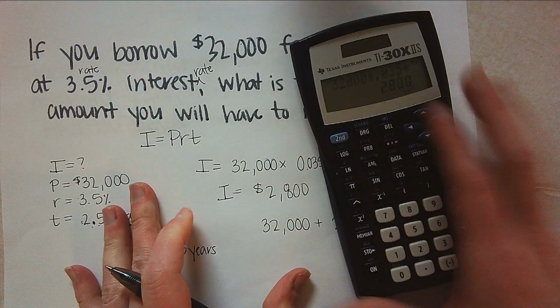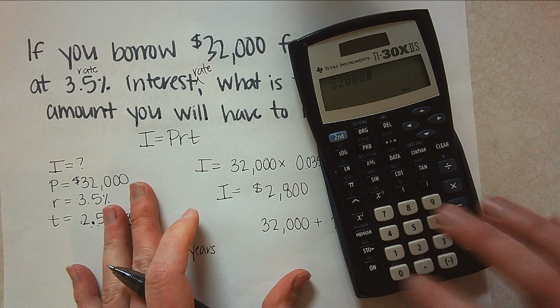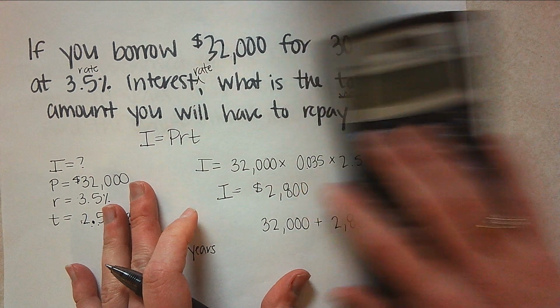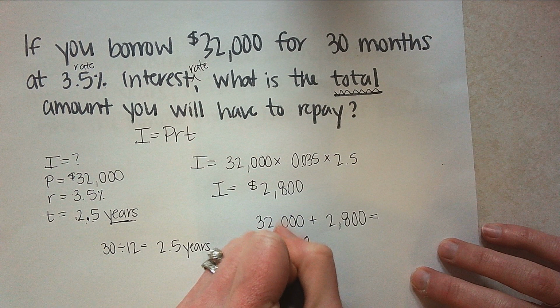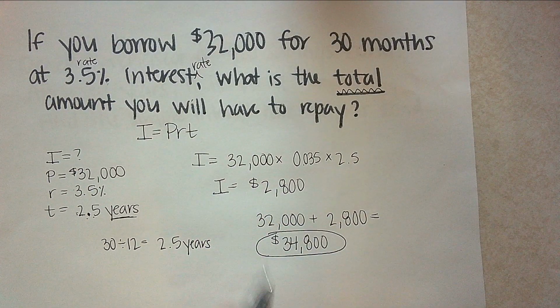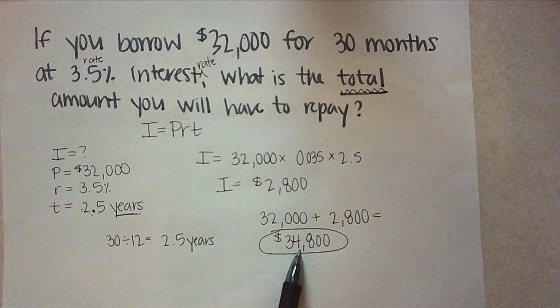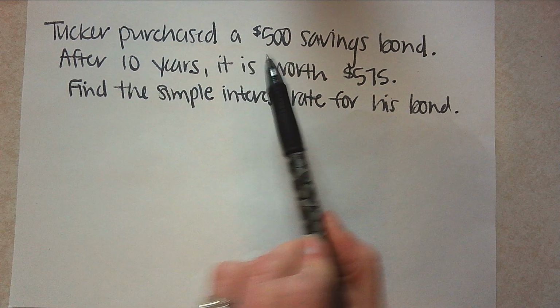That's going to give me my total of $34,800. This is the total amount that we'll pay. That answer makes much more sense. If we borrowed $32,000, that we pay back $34,800. So now this very last one says Tucker purchased a $500 savings bond.